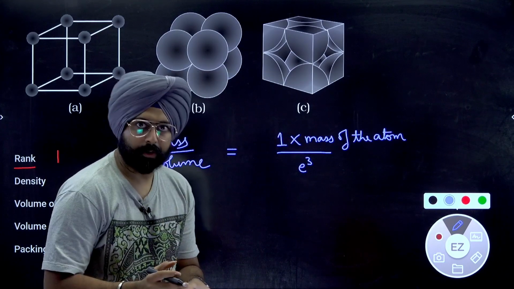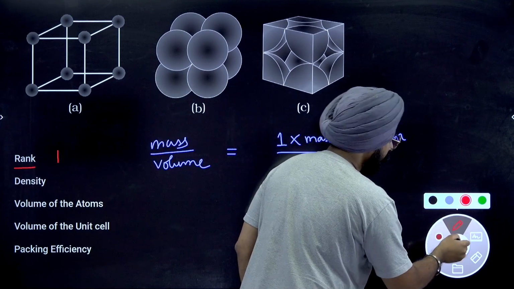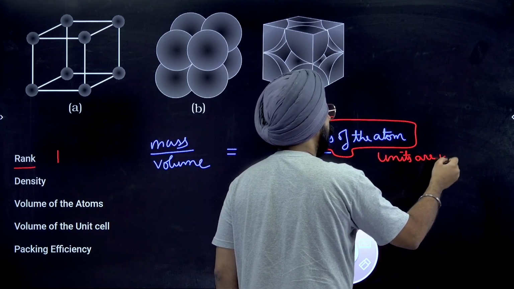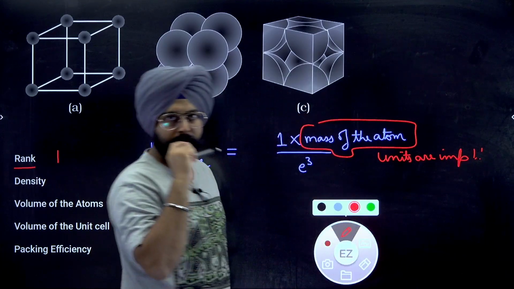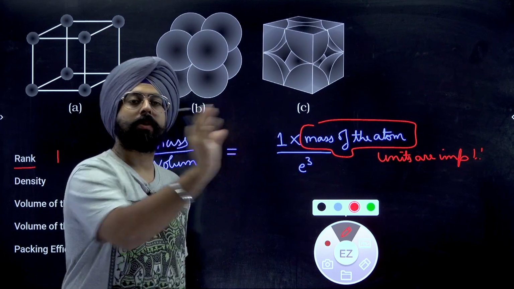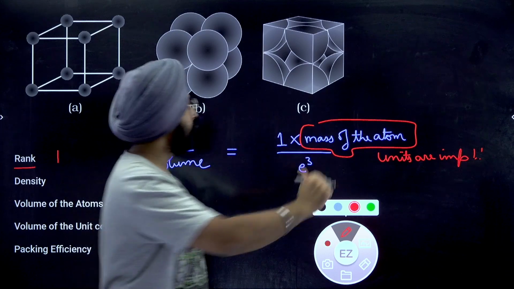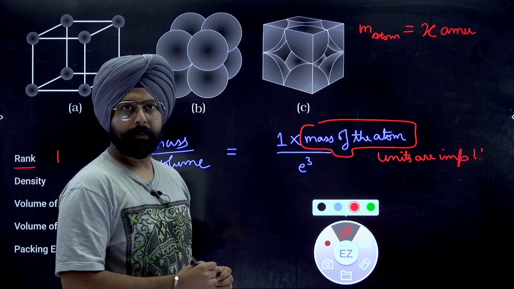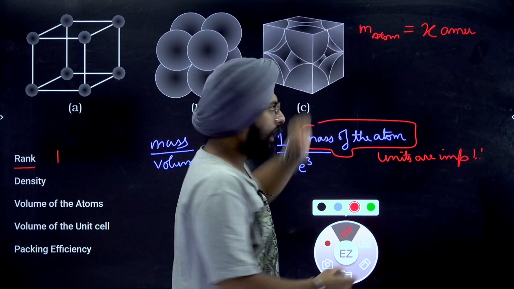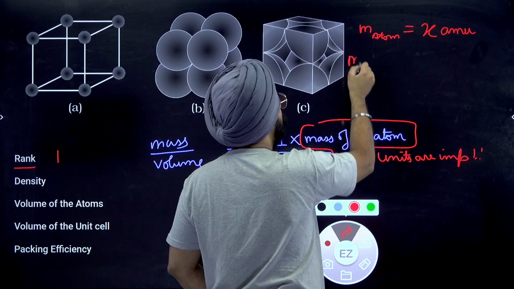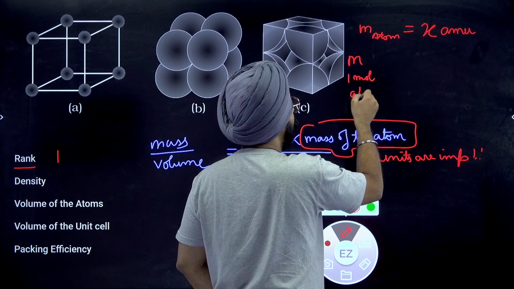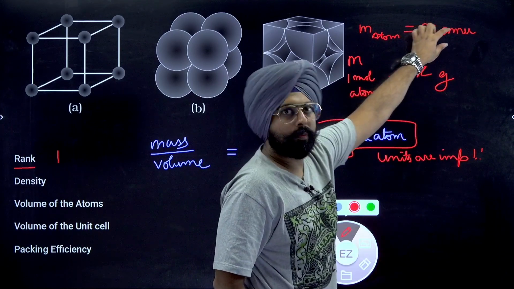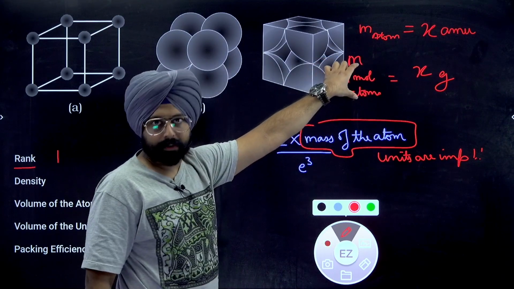Now my dear friends, you have to ensure that you take care of the units over here. Units are important. What do I mean by this? Let us say I give you a specific case where I'll say the mass of the atom is X atomic mass units. So what does that imply, people? That implies that the mass of one atom is X atomic mass units. Therefore, using the mole concept, the mass of 1 mole of these atoms is equal to X grams. Whatever is applicable in atomic mass units for one atom is applicable in grams for 1 mole of atoms, right?